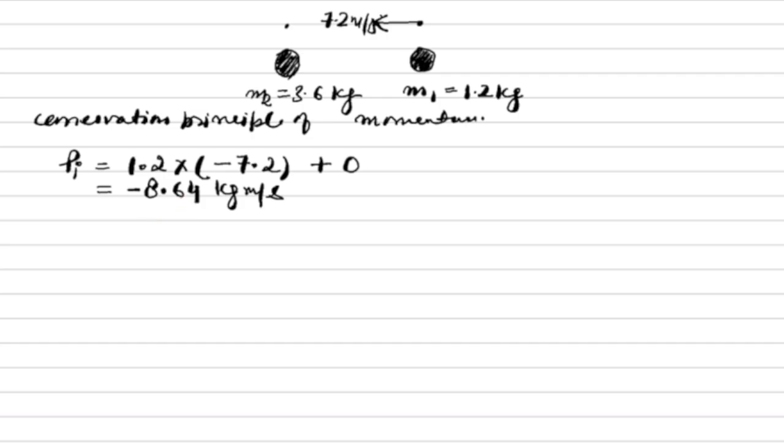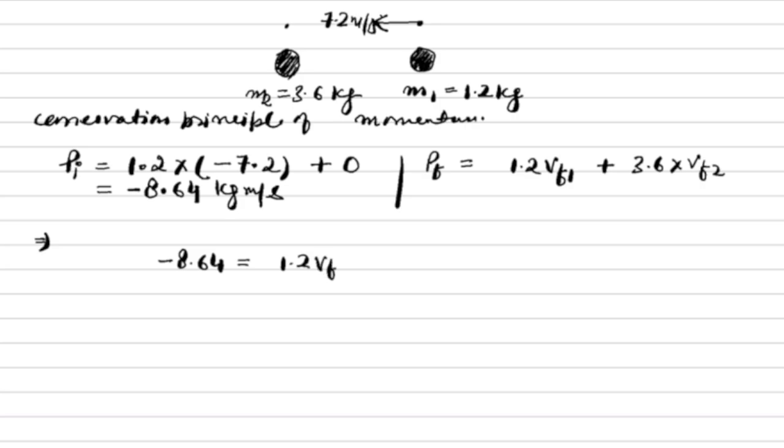Now let's go. What is the final momentum? Final momentum we don't know actually. We just know the masses. So m1 1.2, vf1, final of 1, plus 3.6 into vf2. And that has to be equal. Let us apply this formula. So minus 8.64 should be equal to 1.2 vf1 plus 3.6 into vf2. So this becomes our first equation.